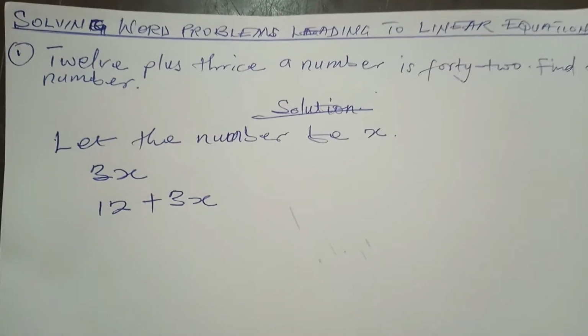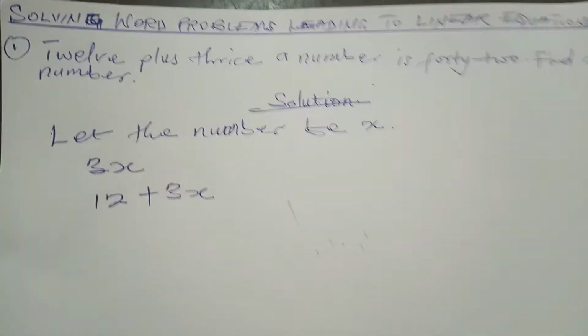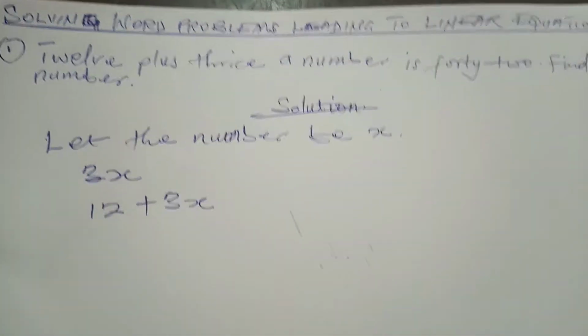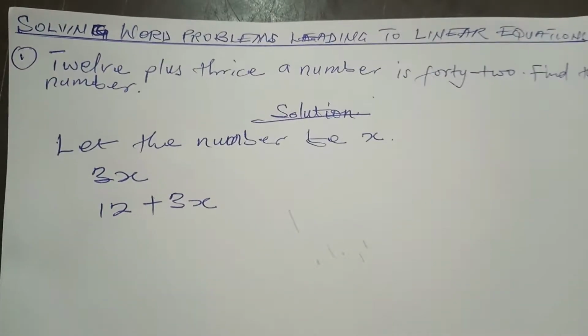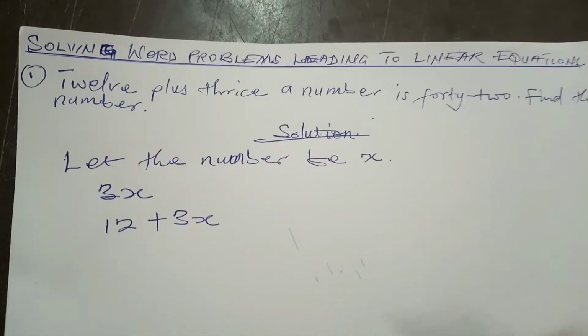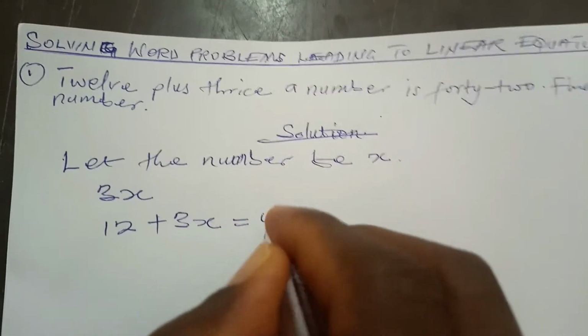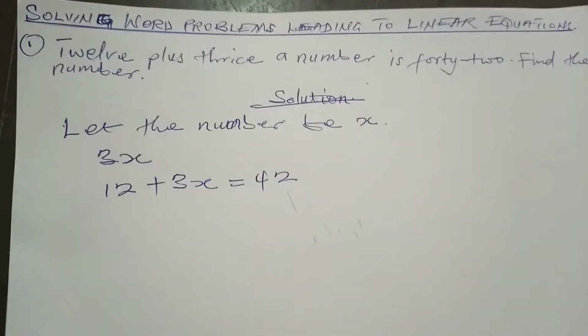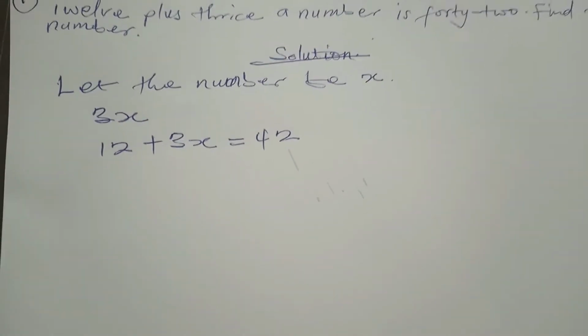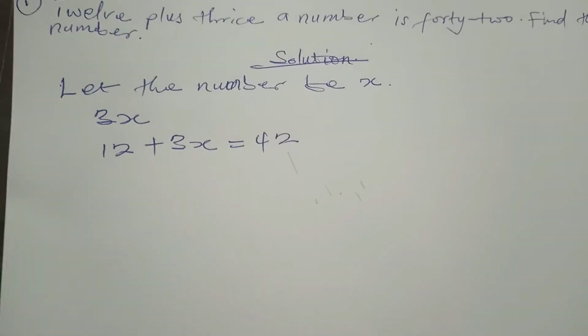In word problems, "is" means equal to. So anytime you get "is", it means that it should be equal to. So it said 12 plus thrice a number is 42. That means 12 plus 3x equals 42. We should find the number. This is now a linear equation.